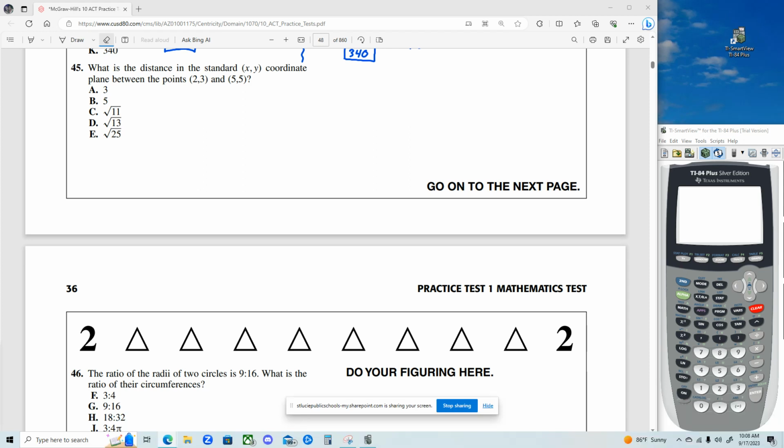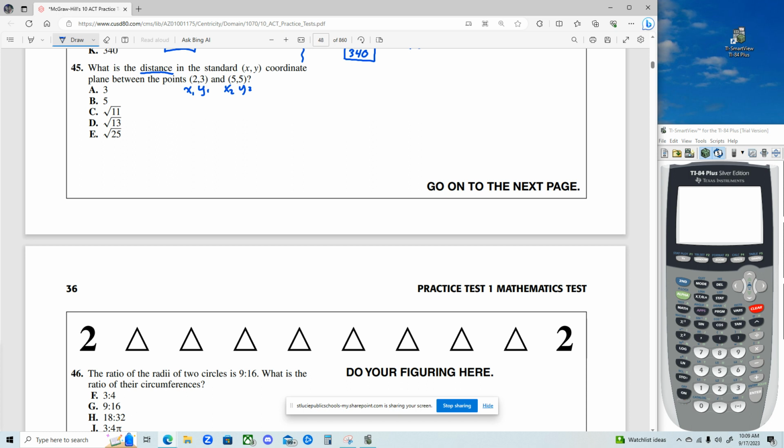Number 45, we've got: what is the distance in the standard XY coordinate plane between points (2, 3) and (5, 5)? Distance and coordinates is telling me immediately we are using the distance formula, using these two coordinates. So I can say that these points are x1, y1, and x2, y2. And look, they were even nice and told you that it's going in order of x, y, right?